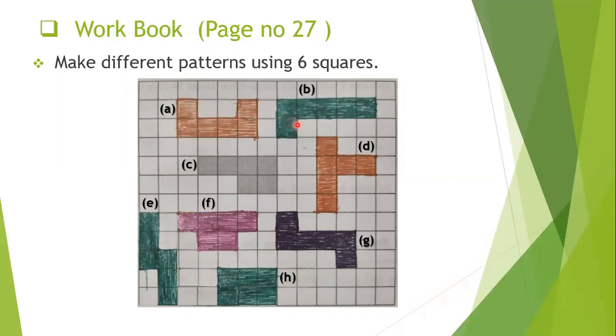And here we will see, start from top, 1, 2, 3, 4, 5, 6, 7, 8, 9, 10, 11, 12, 13, 14. So if we go on counting, you can see that figures A, B, D, E and G have the same perimeter of 14 centimeter. So this is the largest perimeter of a shape formed of 6 squares, 14 centimeter.